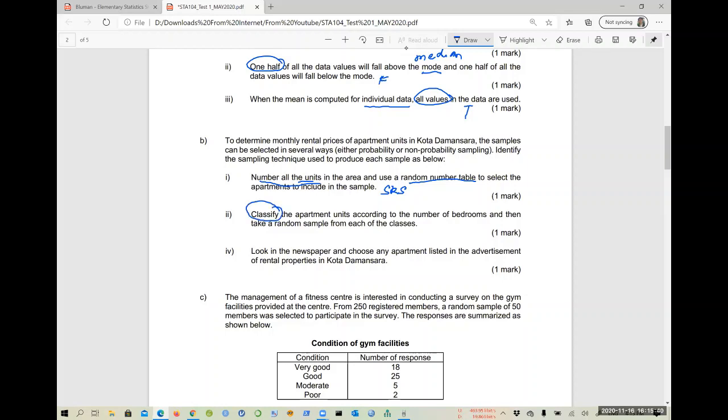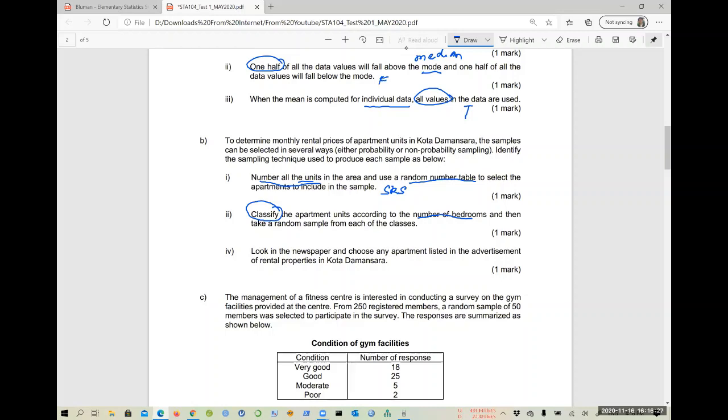Okay, the word classify means you are doing some classification, that is, grouping into certain groups based on certain criteria. The criteria they are using here is the number of bedrooms. So in this case there exists grouping. When there exists grouping, your answer is going to be either cluster, stratified or multi-stage. But in this situation, multi-stage is not possible because there's no second level of grouping. There's only one level of grouping, that is by number of bedrooms.